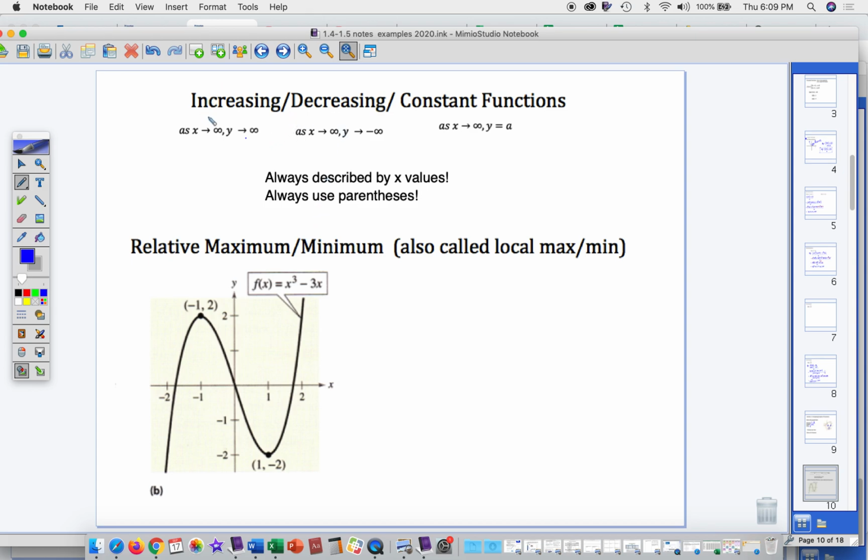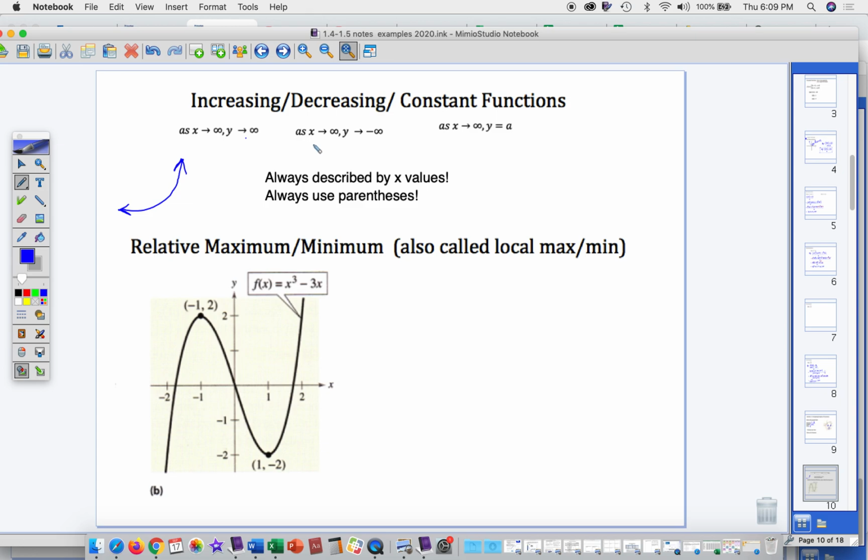And then that can just happen over an interval as well. That's what we're going to be talking about, intervals of where a function is increasing, decreasing, or constant. It can also be continuously increasing. For instance, if you have an exponential graph that looks something like this, then all along the graph it's increasing.